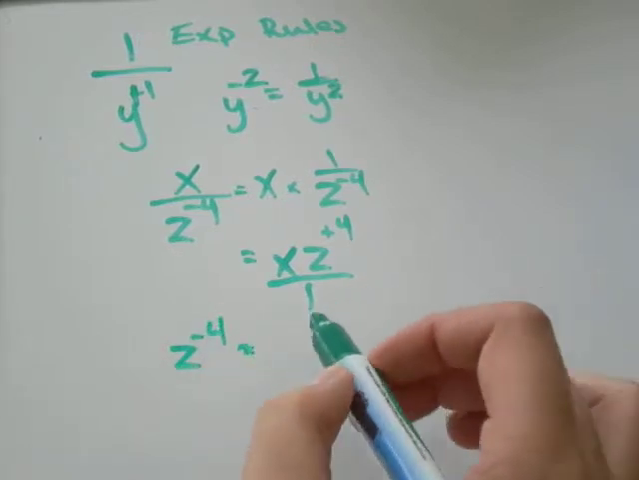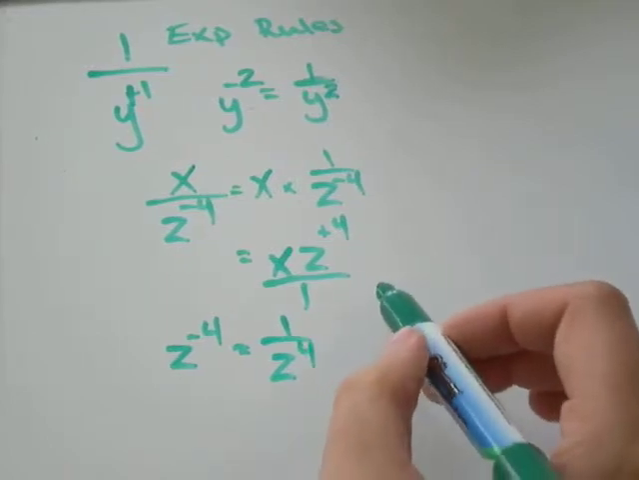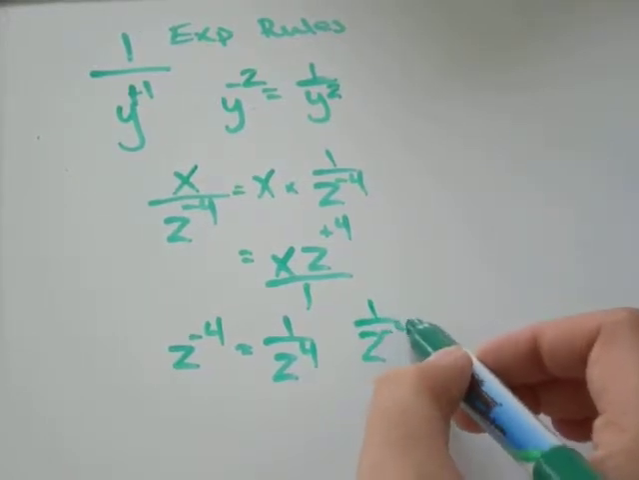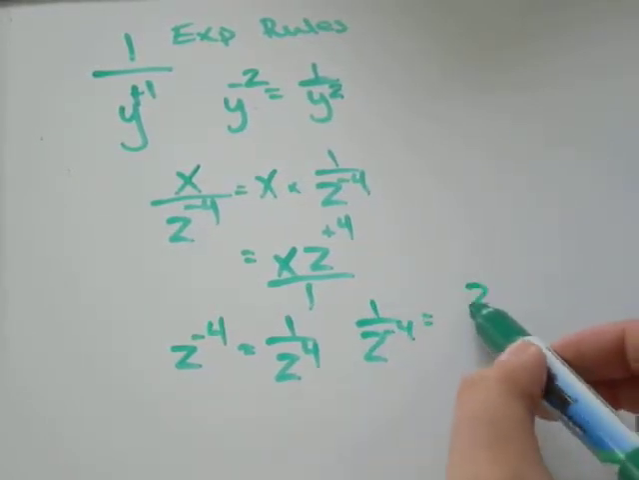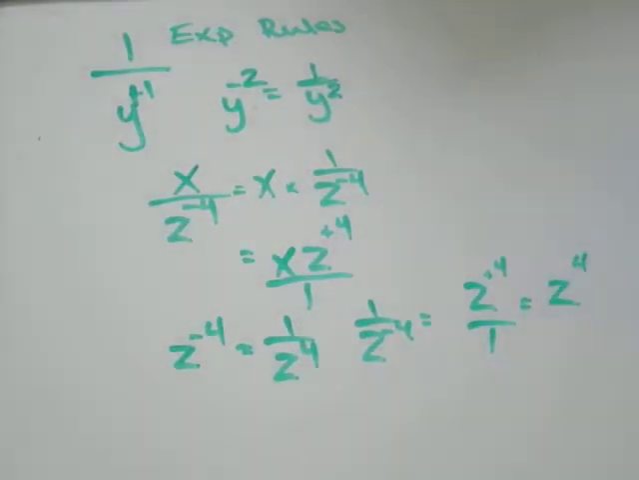Z to the negative 4 would be 1 over z to the positive 4. 1 over z to the negative 4 would be equal to z to the positive 4 over 1, to be equal to z to the positive 4.